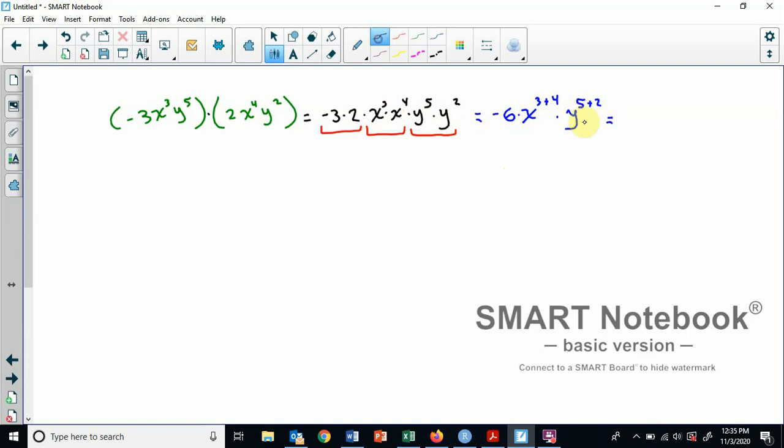So let's see what we get. We get negative 6 times x to the 3 plus 4, that is 7, times y to the 5 plus 2, that is also 7. Okay. All the exponents are positive. I don't care that the number out front is negative. That makes no difference. So it looks good. We've simplified that one.